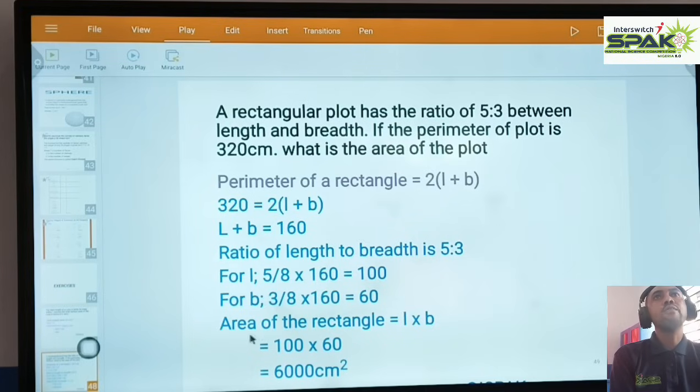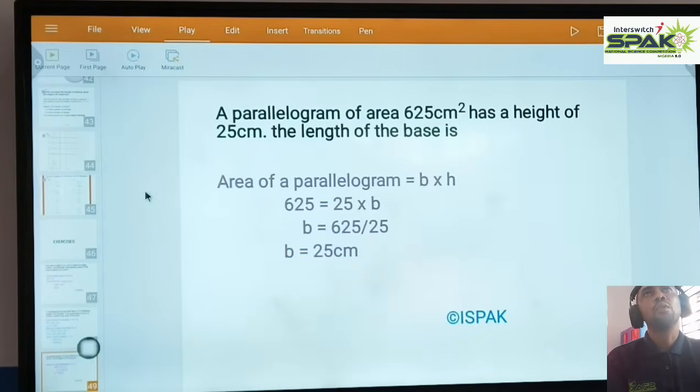So to now find the area, the area of a rectangle is length times breadth. So from there, we have 100 times 60, which is 6,000 centimeters square. So that's the area of the plot.